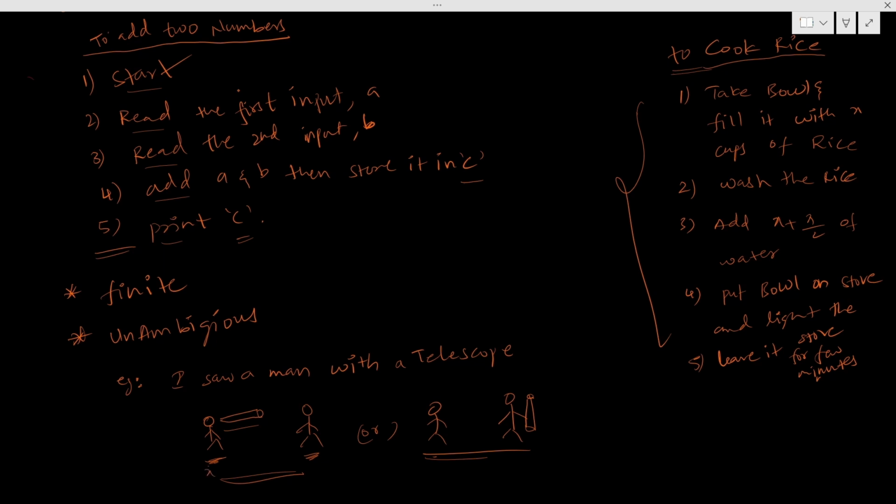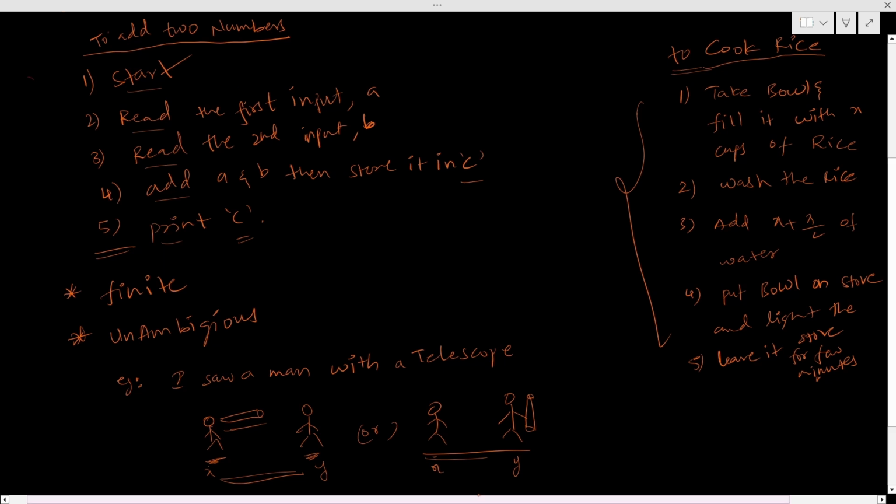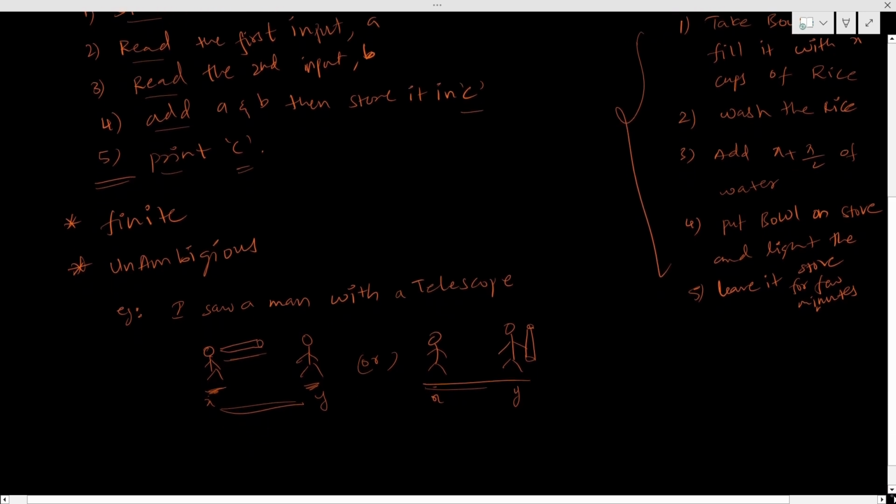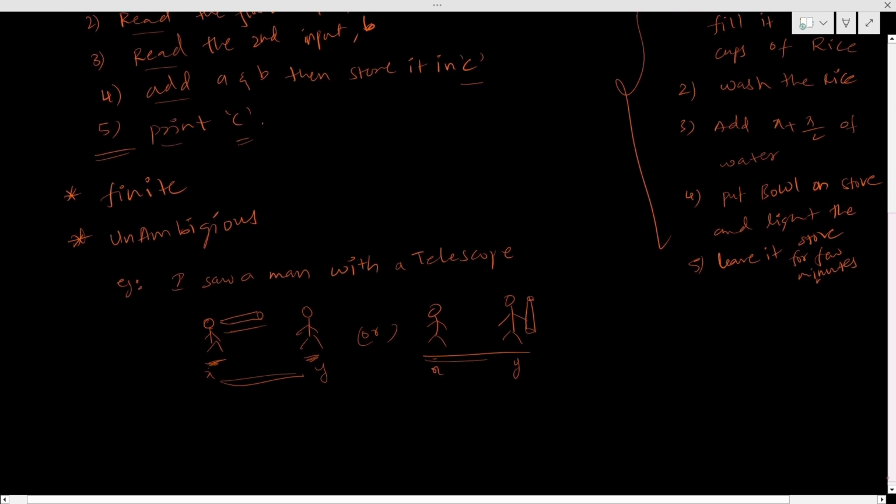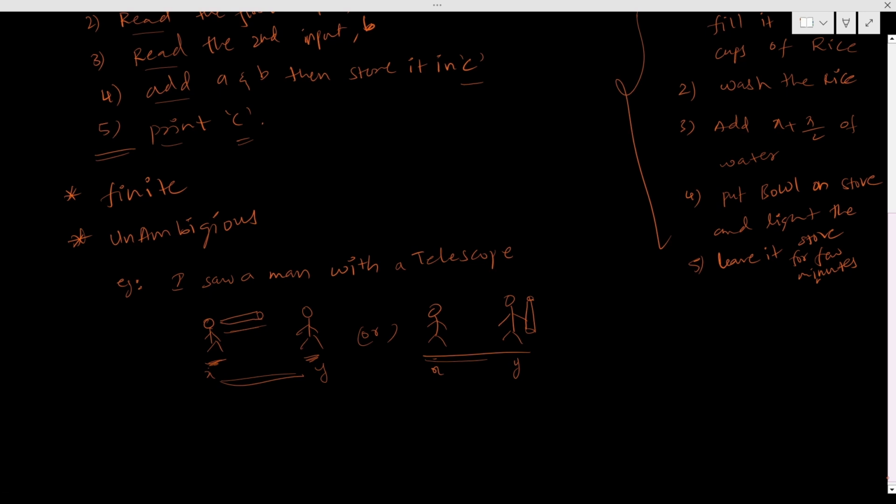Is it saying there is some X person who is watching some Y person using this telescope, or we have some X person who is watching a person with Y who has a telescope? What does the sentence specify? It is ambiguous, right? There is no clarity in the sentence. It can lead to two meanings, two or more. Ambiguous in the sense leading to two or more meanings.